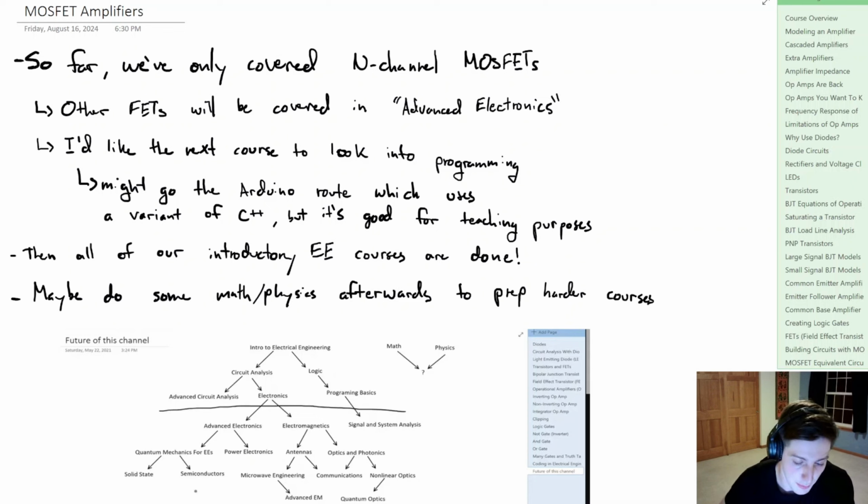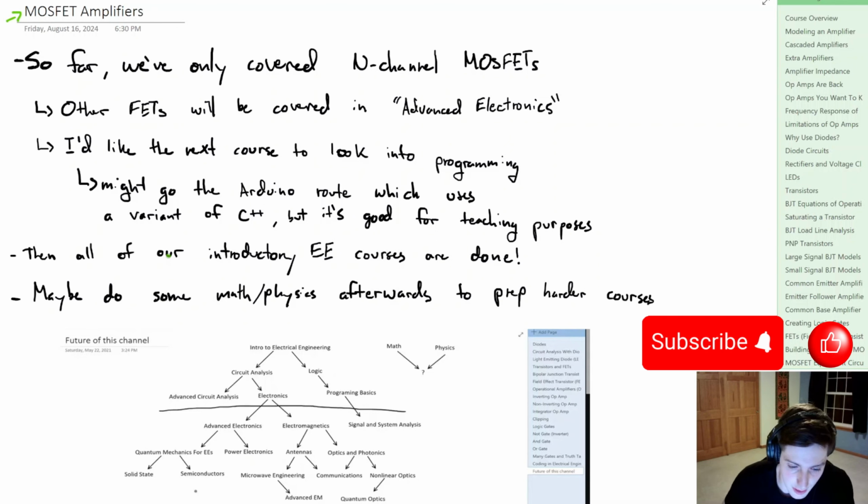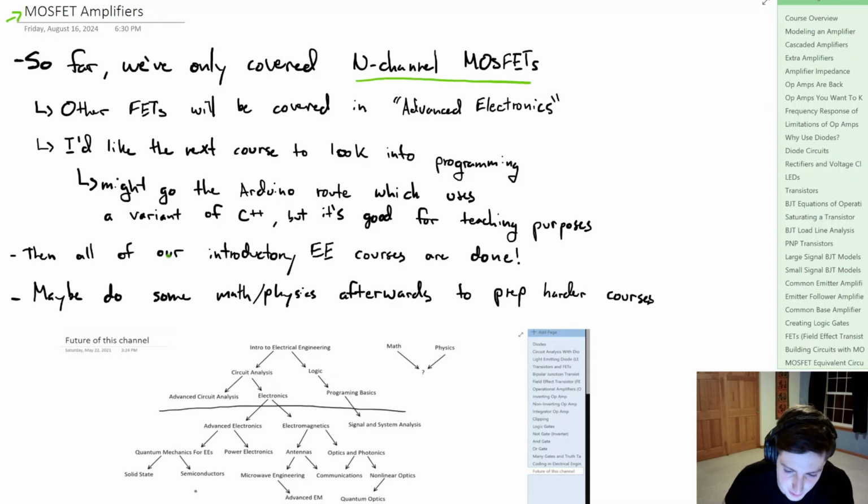Alright, it looks like we made it to the last video, which is going to be about MOSFET amplifiers, and we're just going to go through one quick example, since the remaining videos of this course only really cover the N-channel MOSFETs. Other FET circuits will be covered in the Advanced Electronics course, and we'll pick up and go through a lot more MOSFET amplifiers.